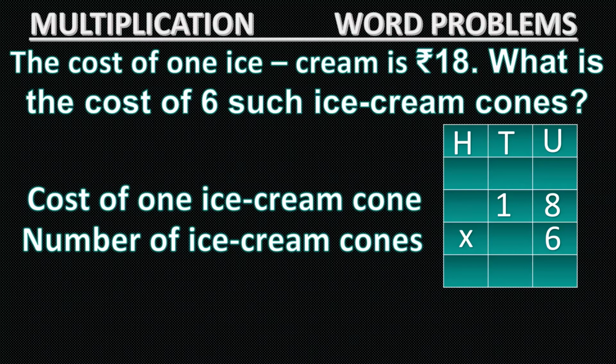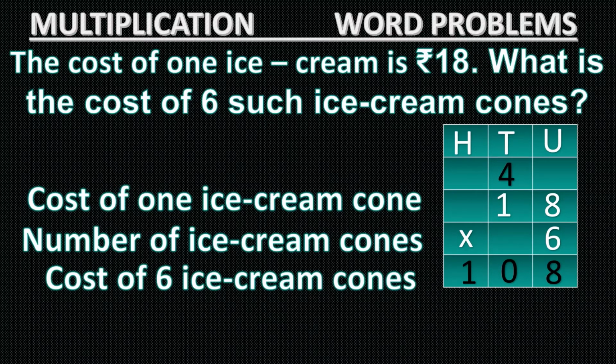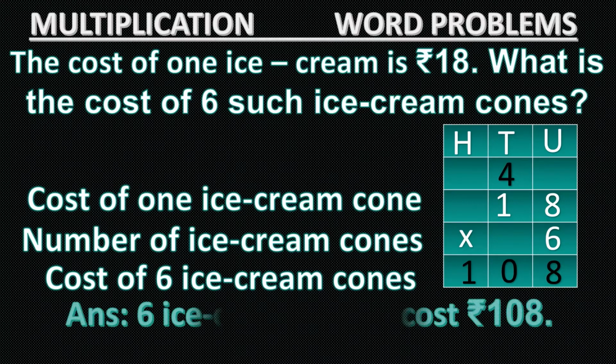Let us multiply the units place numbers first. 6 8s are 48. So we write 8 in units place, 4 in tens place. Now 6 1s are 6 plus 4, we get 10. So we write 0 in tens place, 1 in hundreds place. Cost of 6 ice cream cones. Now the final statement will be 6 ice cream cones cost rupees 108.